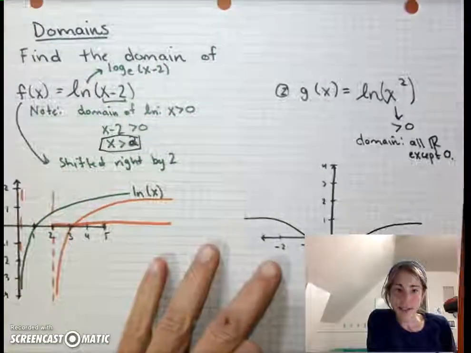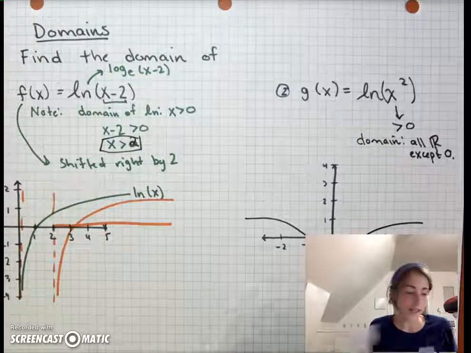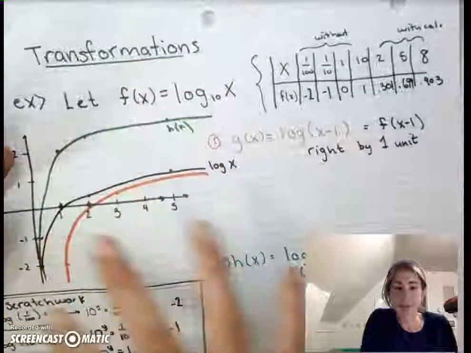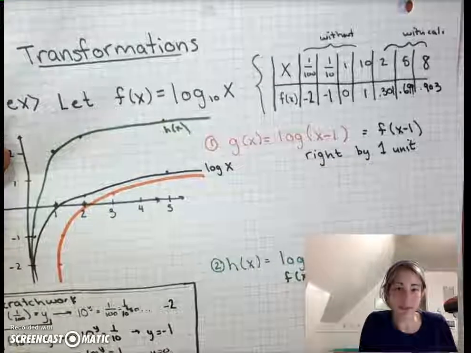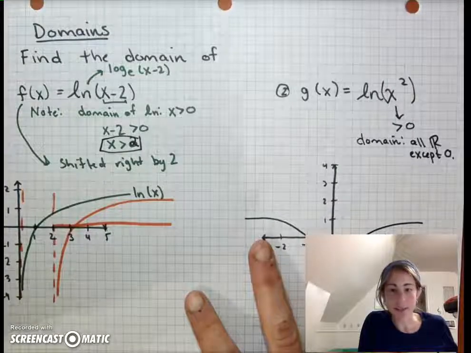So I hope that this gives you some intuition for how to graph these transformed logarithmic functions and how to find the domains of them.